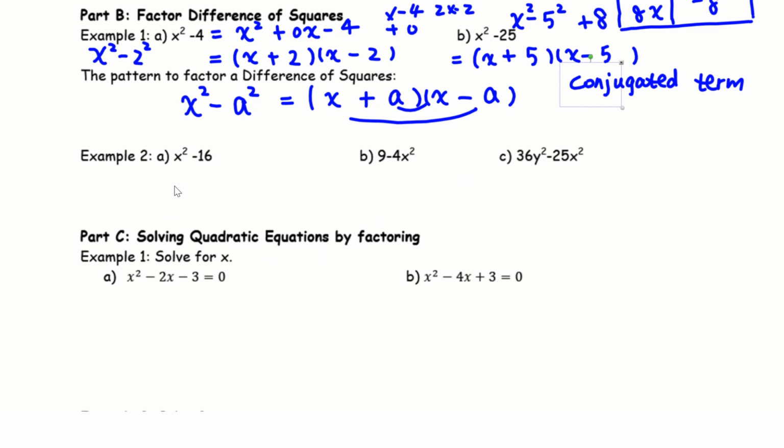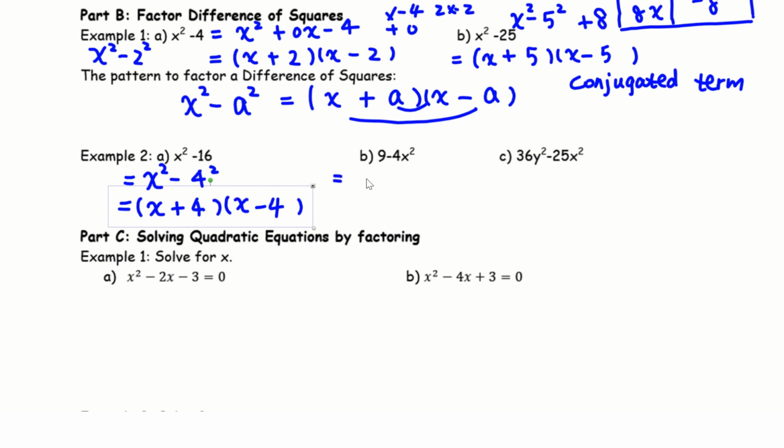So we just practice on those ones. What you need to do is just write it as a square root of that number. So the square root of 16 is 4. Then what you are going to do is just put the square root in the bracket, one plus, one minus. So 4 times negative 4 gives you negative 16. Positive 4x minus 4x gives you 0.